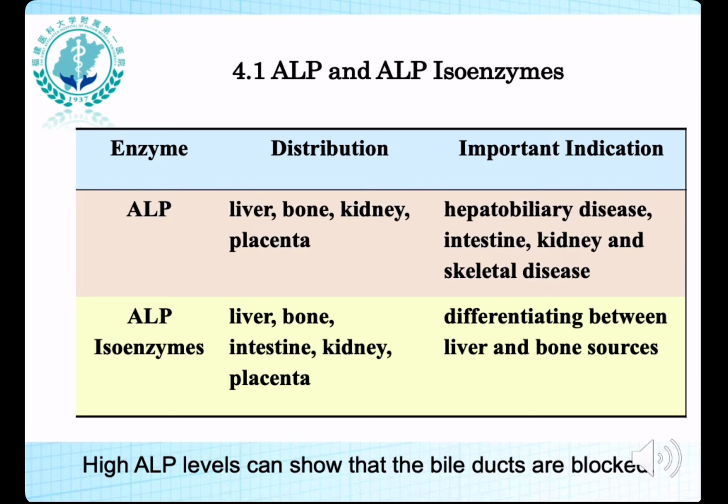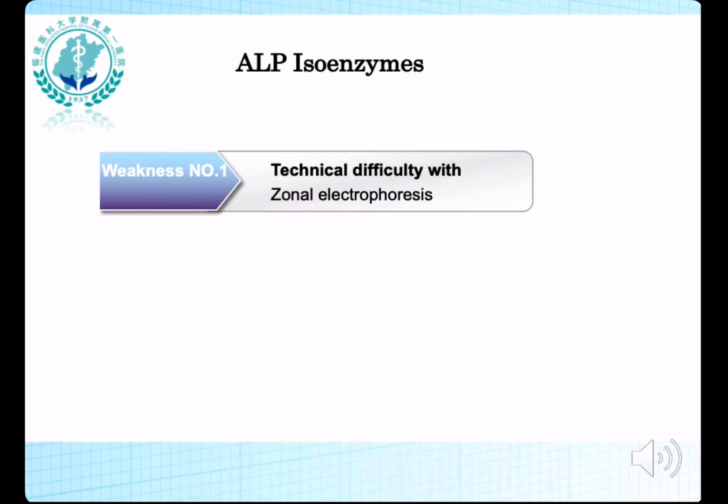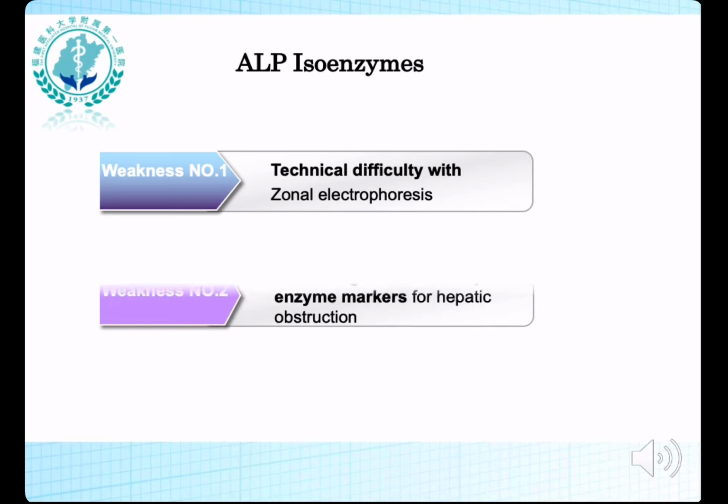In the past, we sometimes used Zuner electrophoresis to distinguish ALP isoenzymes. But with the technical difficulty of Zuner electrophoresis and the increasing use of more specific enzyme markers for hepatic obstruction, the clinical need for ALP isoenzymes is reduced now.